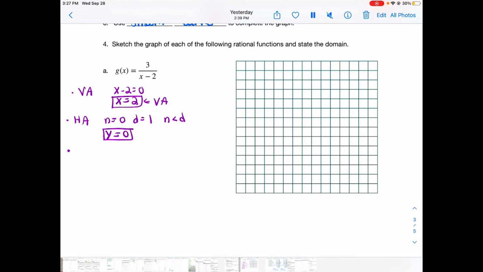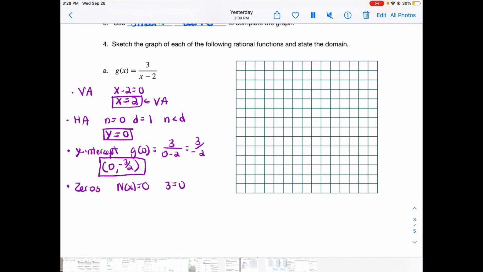So now I need to find my y-intercept for the graph. To find your y-intercept, you just replace every x with 0. So I'm going to find g of 0, which gives me negative 3 halves. So I have the point (0, -3/2) on my graph. That's my y-intercept. Now I'm going to find the zeros of the rational function. To do this, I take the numerator and set it equal to 0. So 3 equals 0. Wait, 3 equals 0? That doesn't make sense. 3 cannot equal 0. So in this case, this rational function has no zeros. The graph will never intersect the x-axis.